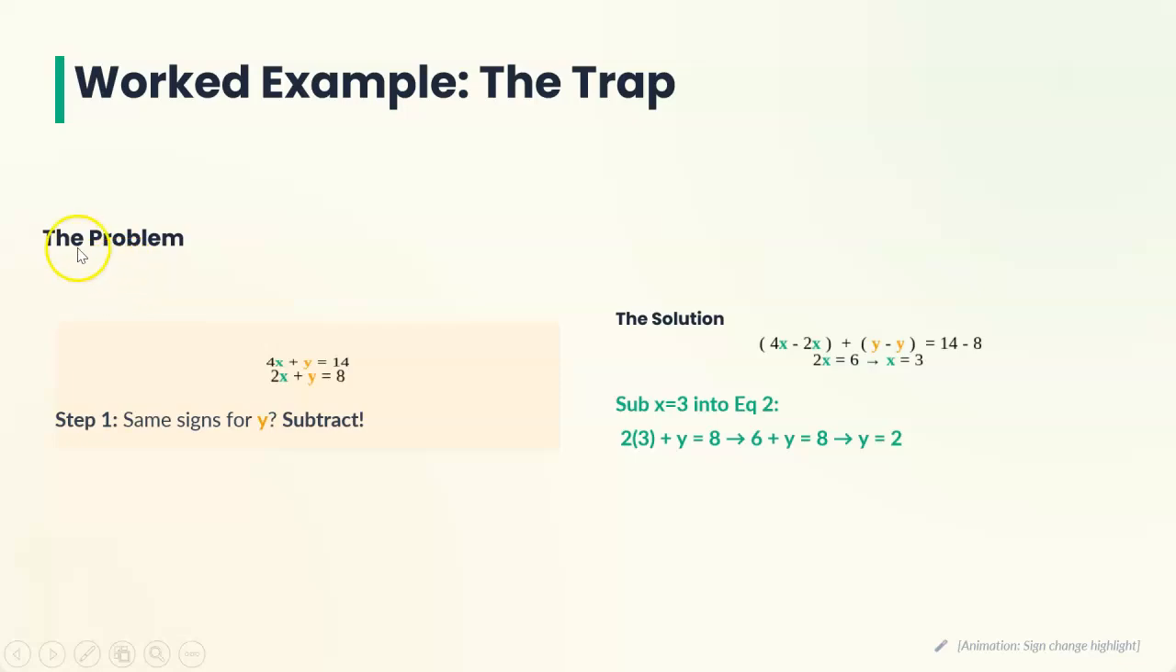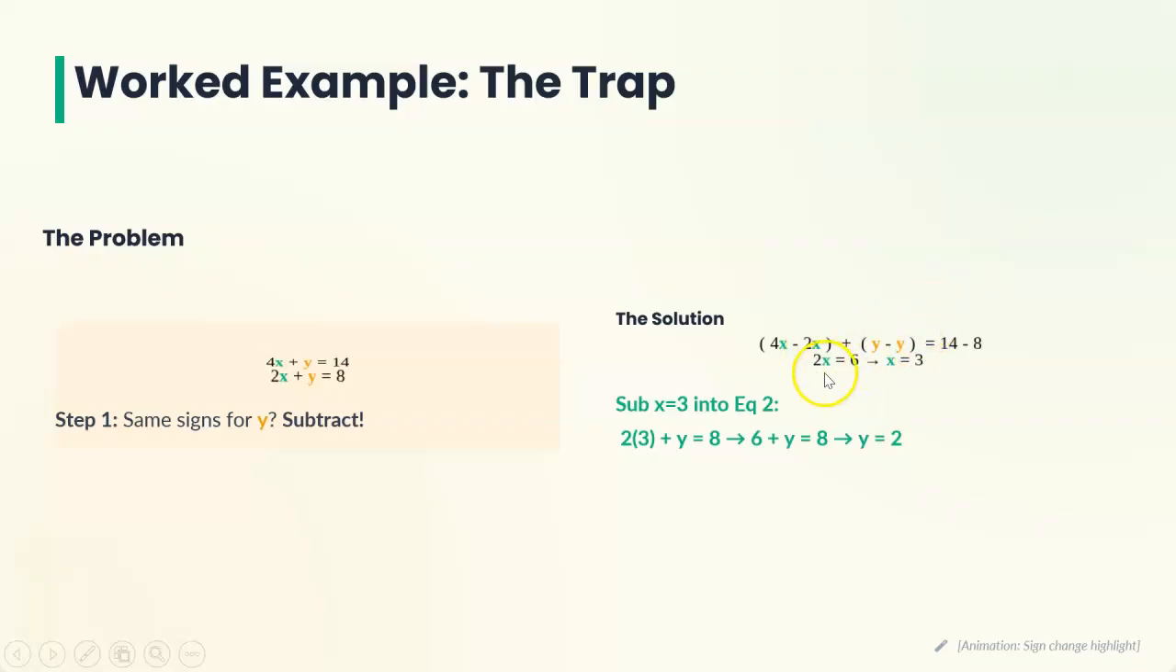So let's look at this problem. This is a perfect example. We have 4x plus y equal to 14. Then 2x plus y equal to 8. So step 1, same sign for y. You can see plus, plus. So what we said when we have the same sign is that we're going to subtract. So if I say 4x minus 2x, y minus y, and then I'm going to take my 14 minus 8. So if I do that, I'm going to have 2x.